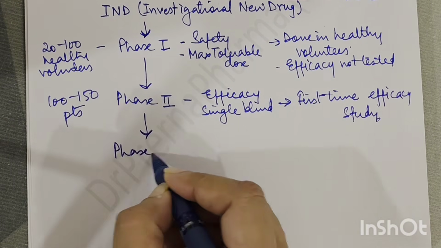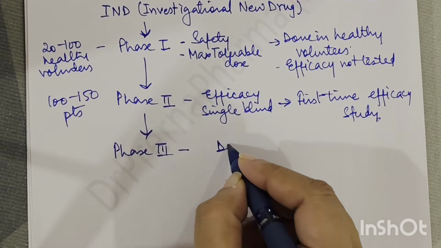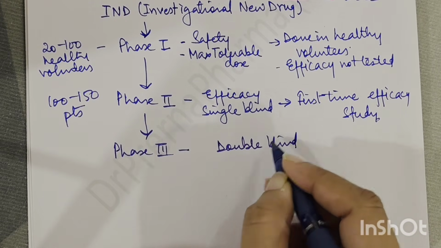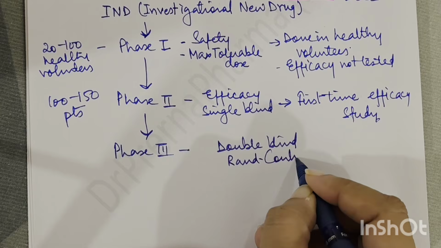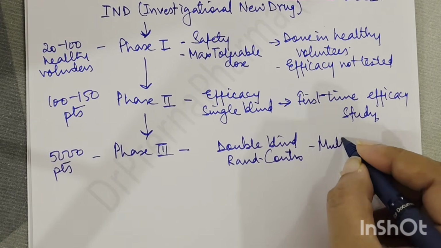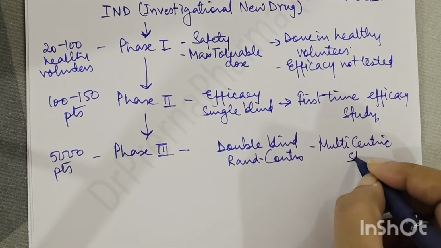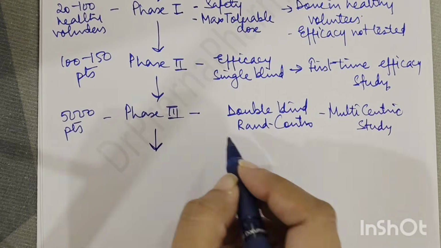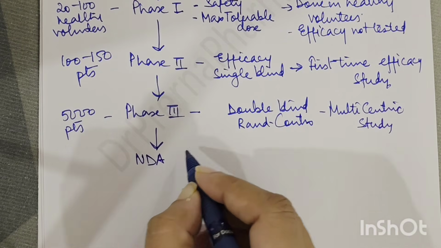After that we have phase 3 trials. Phase 3 trials are double blind trials. They can be randomized controlled trials. Okay, they are done in around 5,000 patients at multiple centers. So this is a multi-centric study. Now after phase 3, if everything goes well, then it is launched in the market as a new drug.